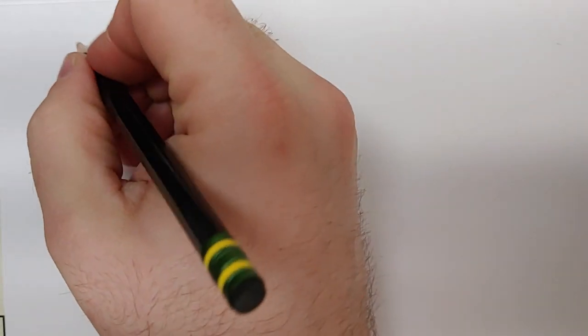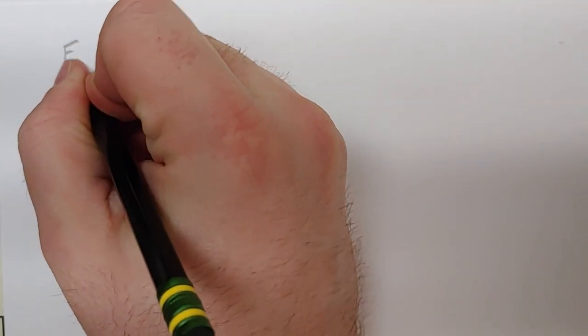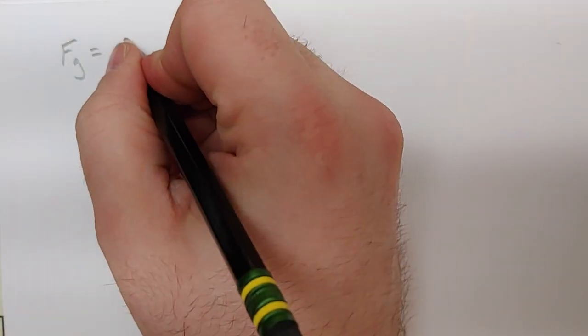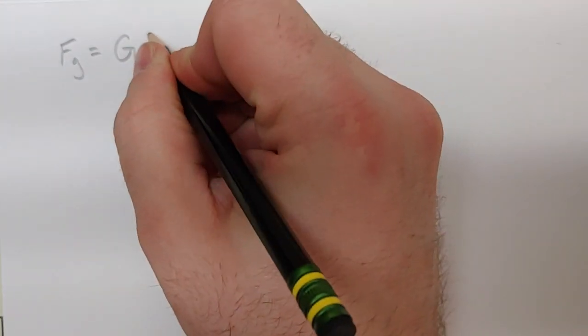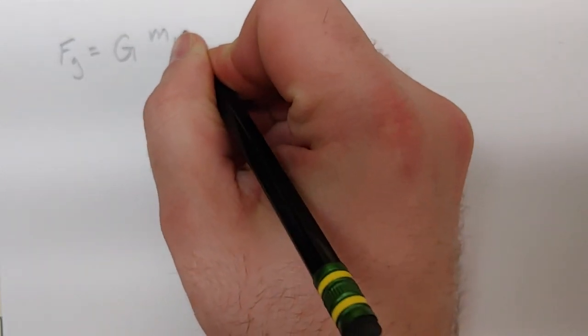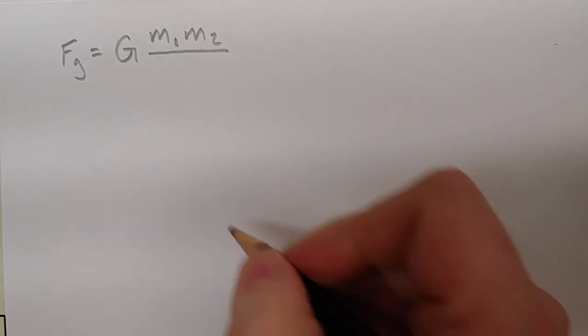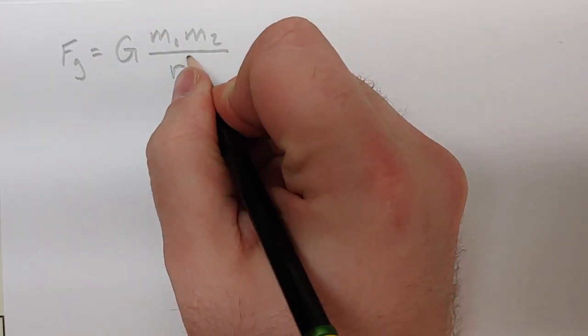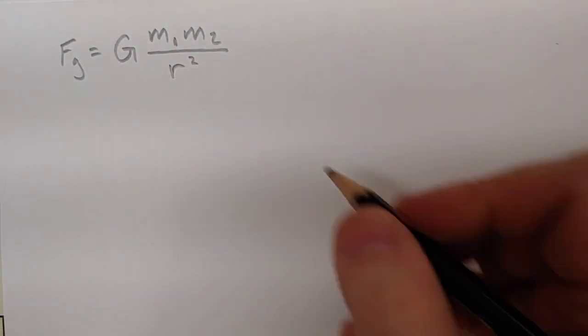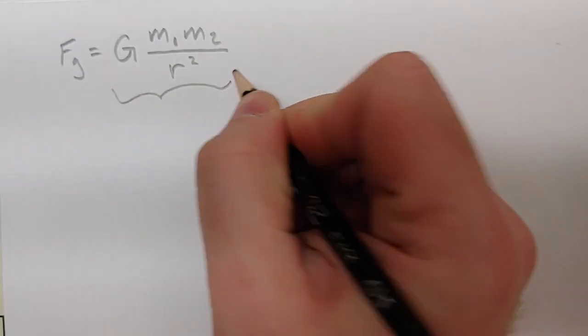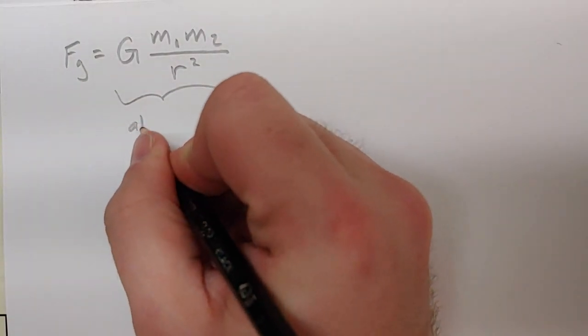All right, so we know that the force of gravity is given by two equally valid equations. It's equal to big G times the mass of the two objects that are being gravitationally attracted to each other, divided by the distance, the radius between them squared. And this works always.